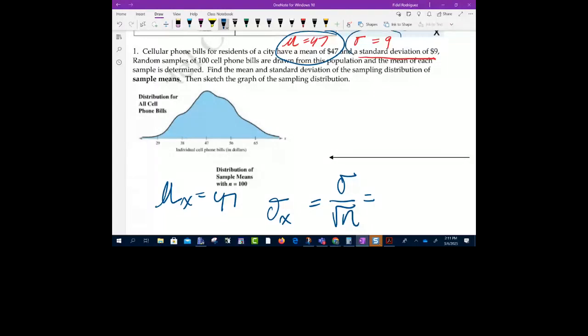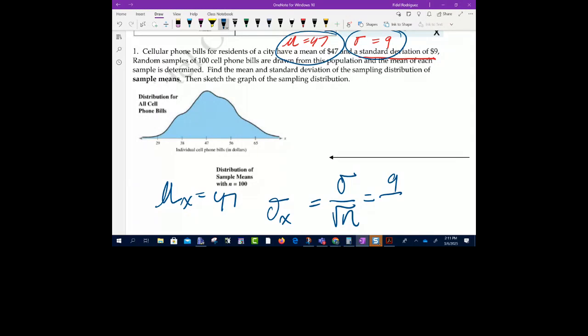What we're looking for here is both the mean and the standard deviation of our sample means. Again, one more reminder: my mean is going to stay exactly the same. That's still going to stay as 47. But now let's see if we can find the standard deviation of our sample means. We're going to take our previous standard deviation and divide it by the square root of n.